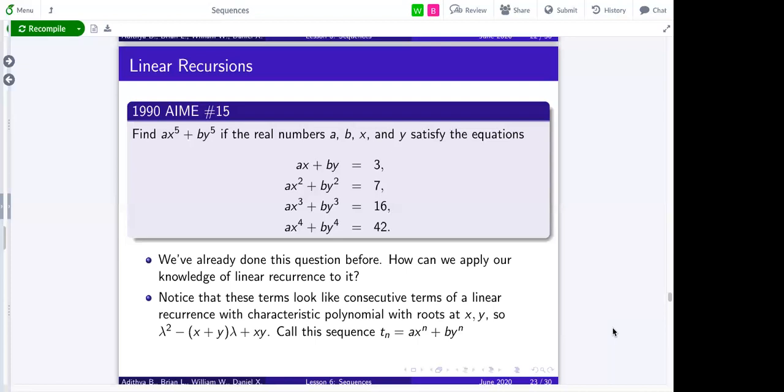But yeah, so now we have this sequence t sub n, and we essentially know the first four terms of t sub n, and we want to find the fifth term. So what does this tell us? Because we have this characteristic polynomial, but what does the characteristic polynomial mean in terms of the linear recurrence?